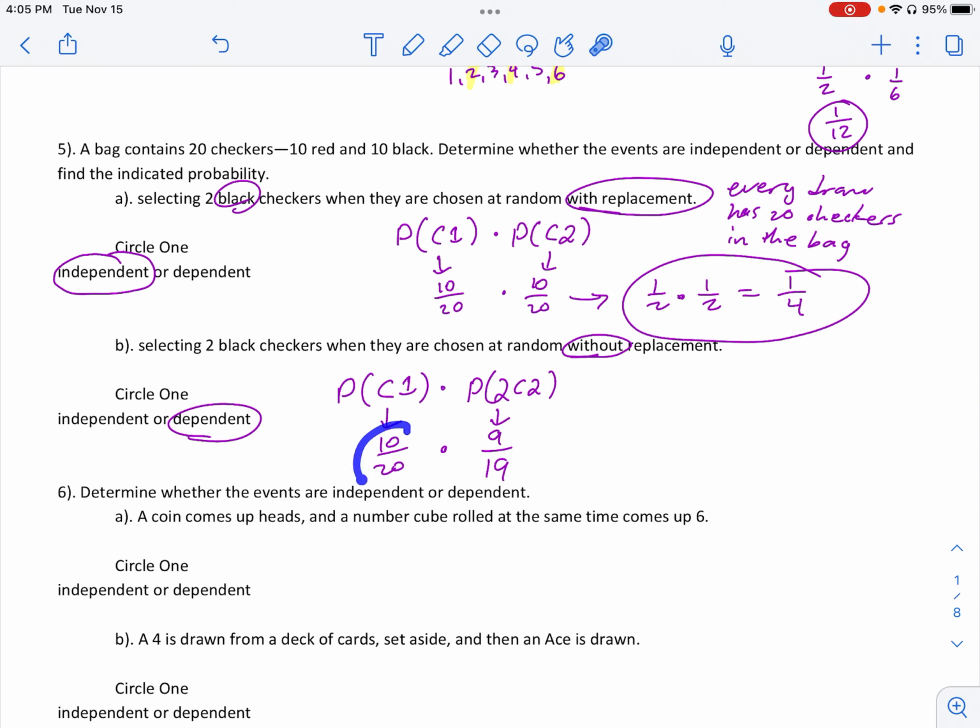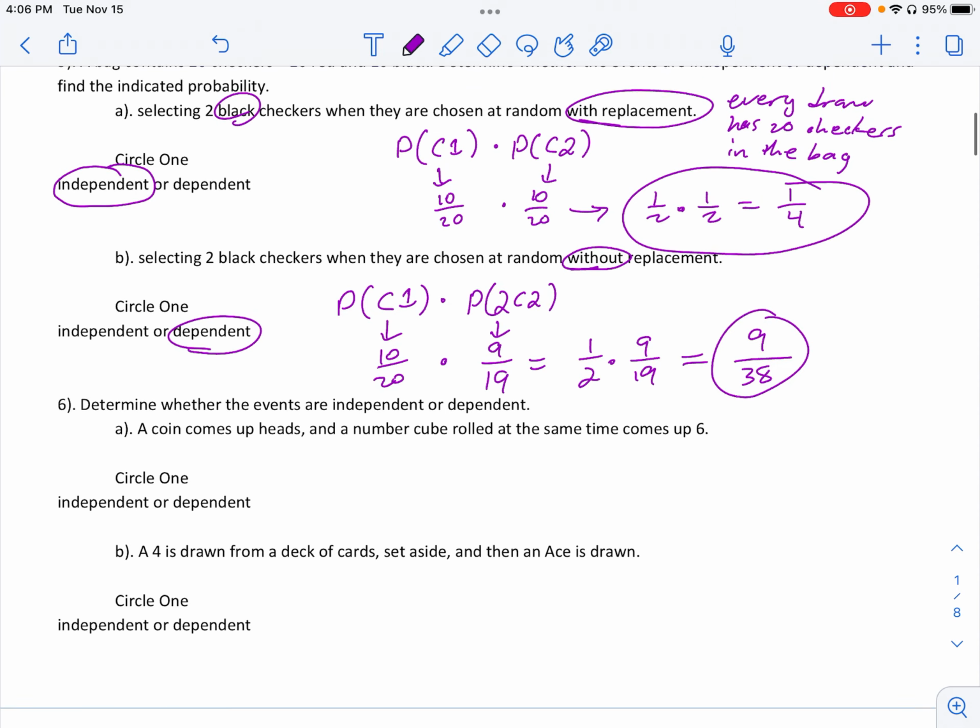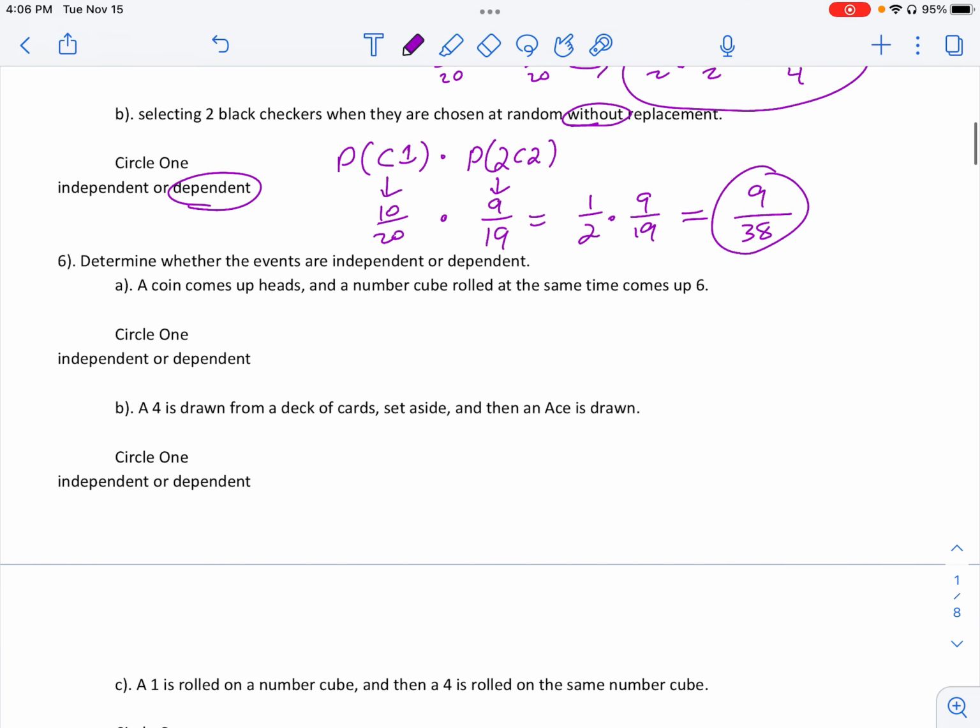I like to write this just to kind of help myself understand the counting down nature of this. But now when I'm actually going to calculate this, I'd rather simplify this. So I would say that this is the same as 1/2 times 9 over 19. And then I can do it in my head. So it's 9 out of 38. If you want to change that to a decimal, be my guest.